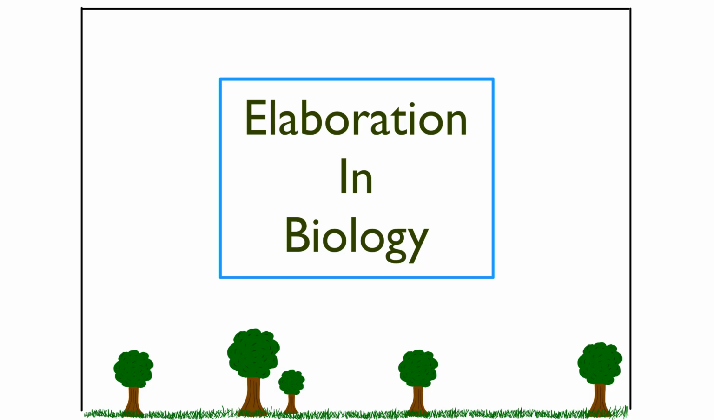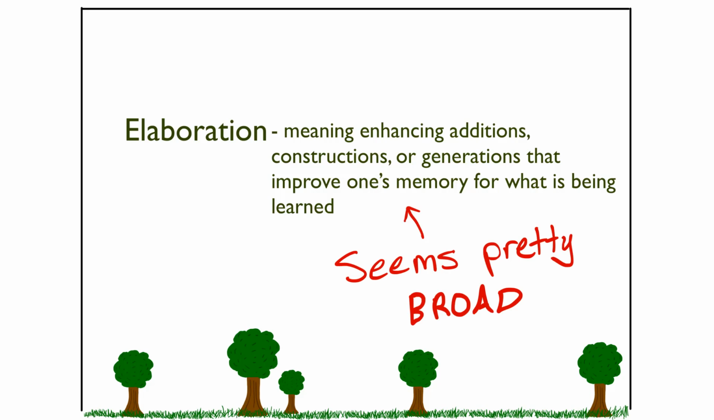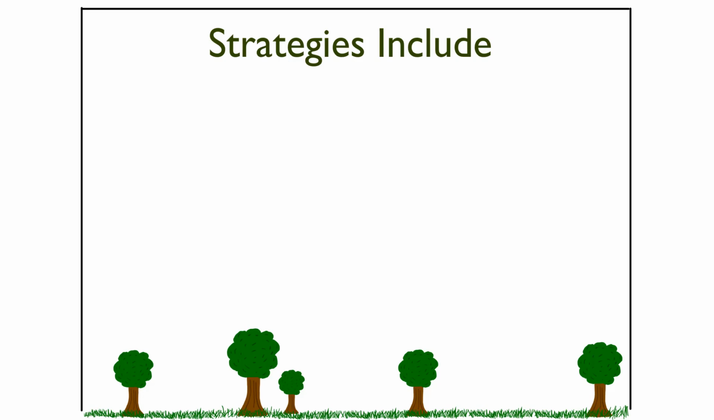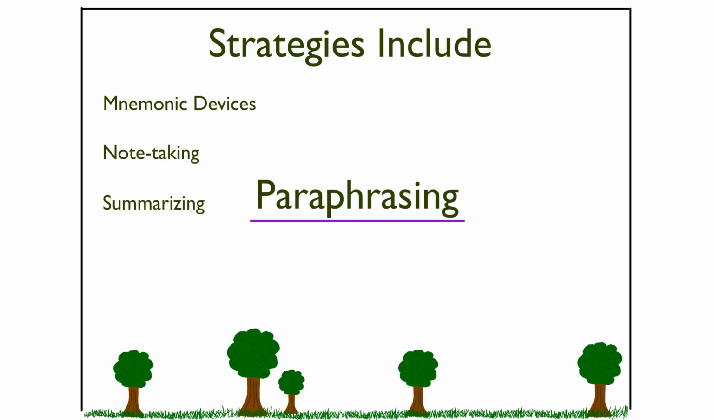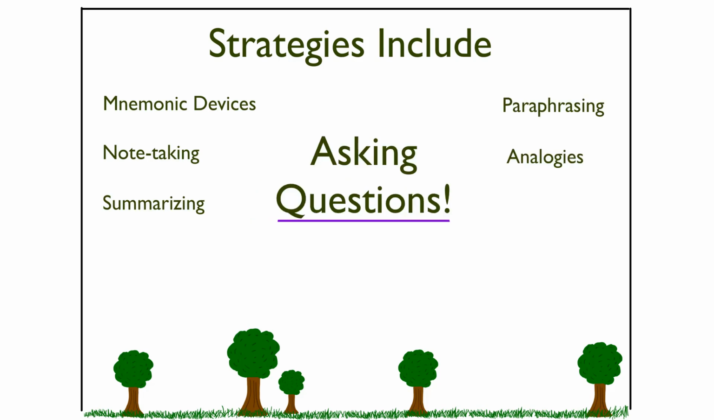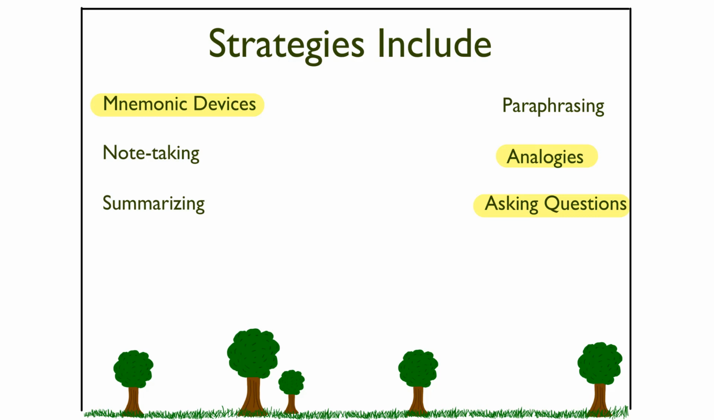We'll start with elaboration. Elaboration is defined as meaning-enhancing additions, constructions, or generations that improve one's memory for what is being learned. Seems pretty broad, right? It is. It's pretty personal to everyone. There's many strategies for elaboration, and they include mnemonic devices, note-taking, summarizing, paraphrasing, analogies, and just asking questions in general about what you're learning. There's many more strategies, but we're only going to cover 3 in this video. Those include mnemonic devices, analogies, and asking questions.